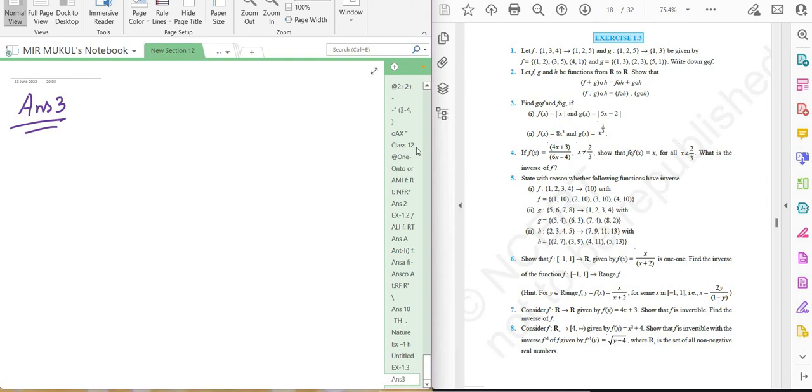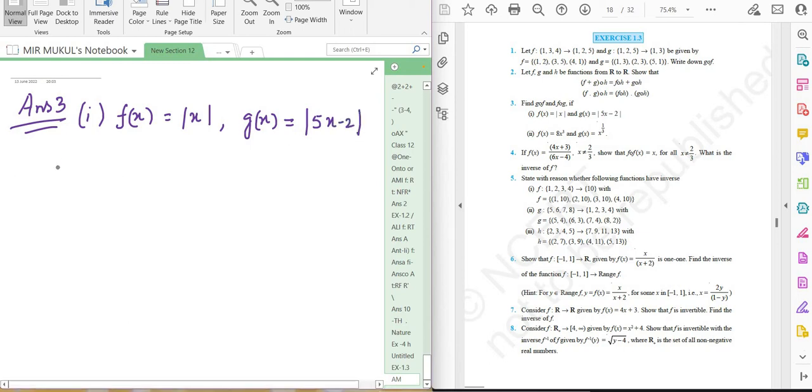Find gof and fog. The functions are given. Number 1, I am showing, the other you will do. f(x) equals mod of x and g(x) equals mod of 5x minus 2. Now we have to find gof of x.